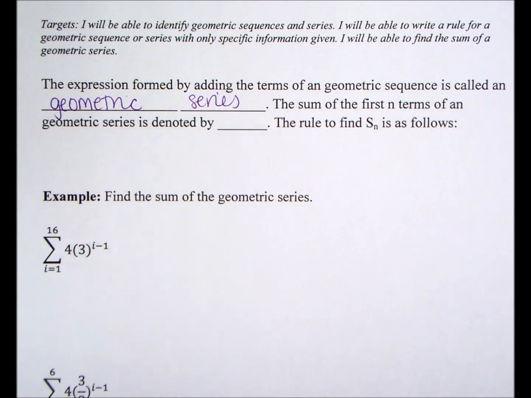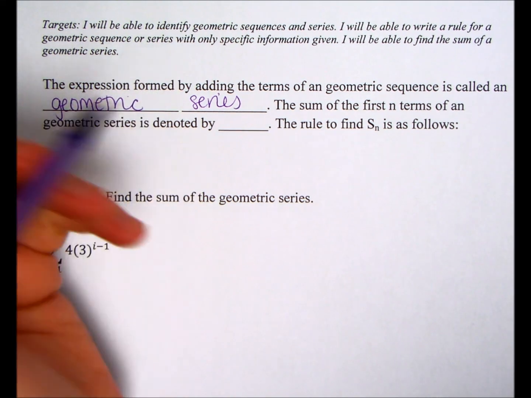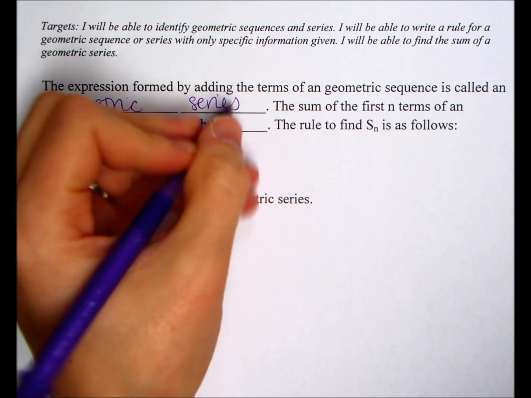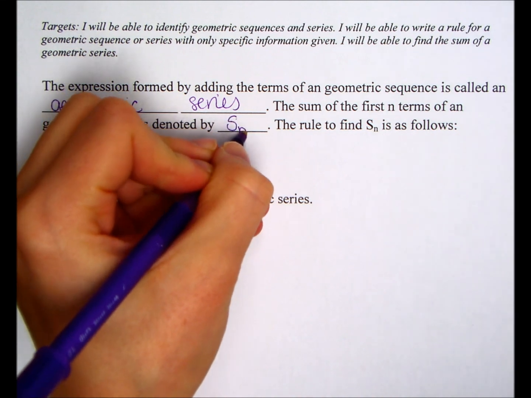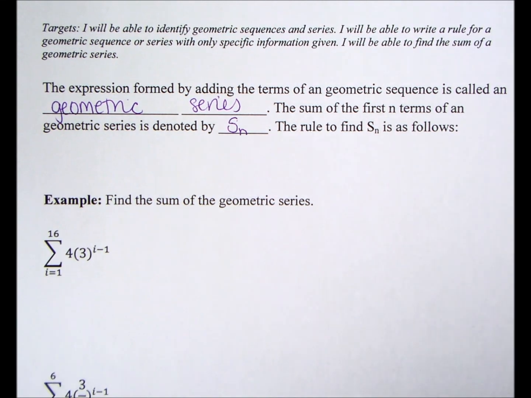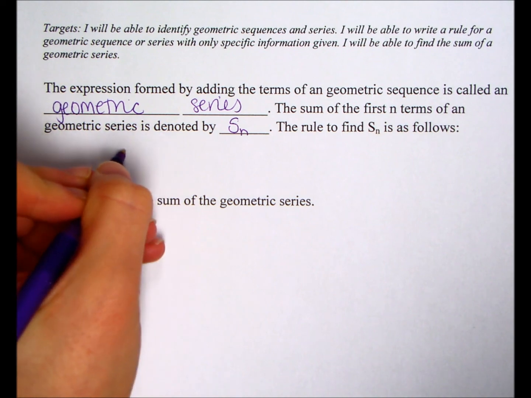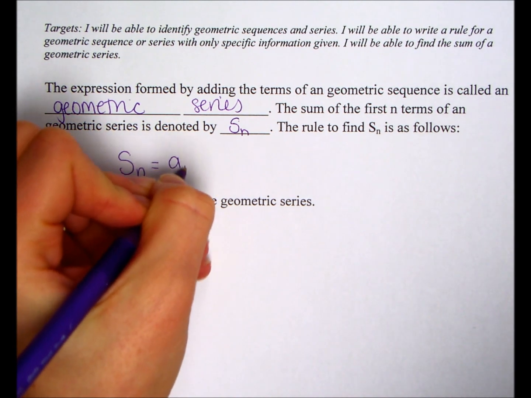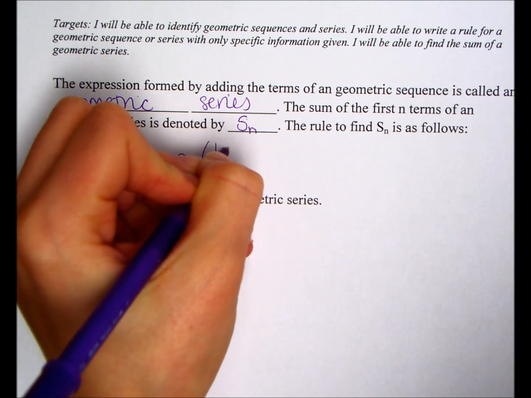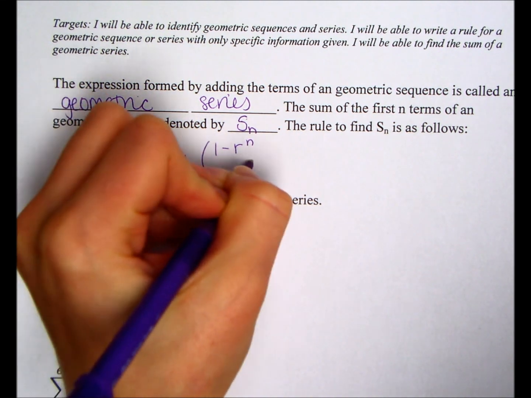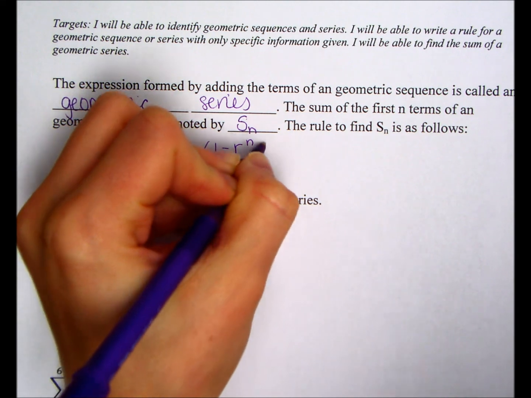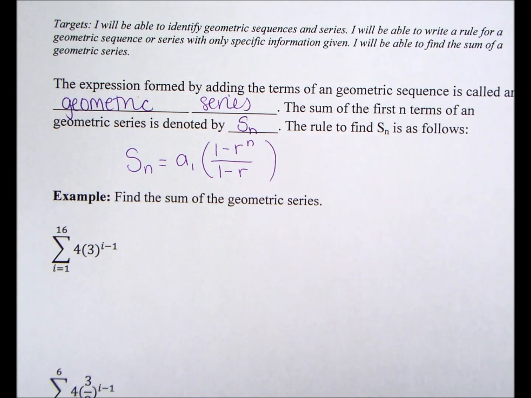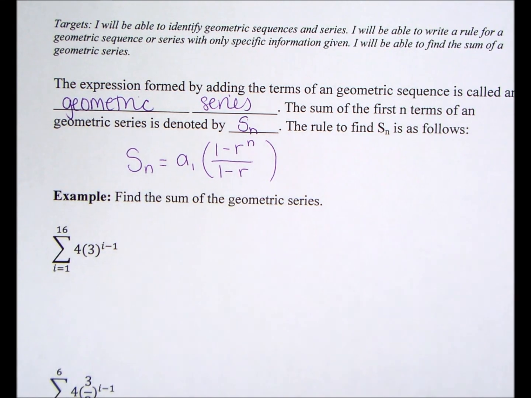We have a formula for this, just like we have a formula for the arithmetic. There's only one though, so we don't have to worry about two different ones. Finding the sum of the first n terms of a geometric series is denoted by big S, little n, and the rule to find it looks like this. It's S sub n equal to a sub 1 times 1 minus r to the n, over 1 minus r. A little tricky to manipulate, so we're just going to be careful when we plug this in.